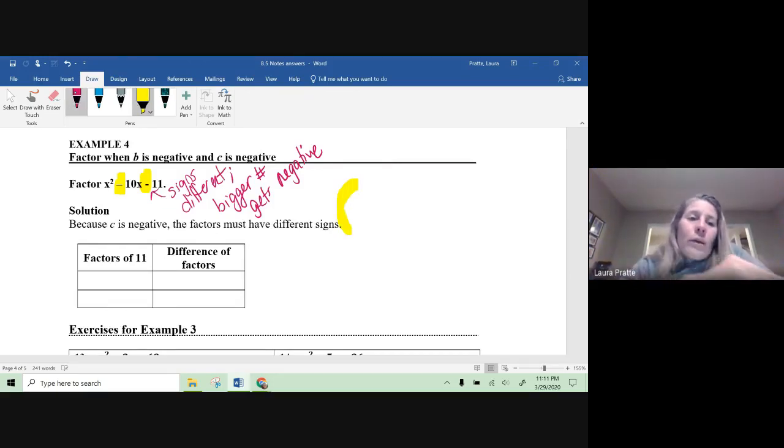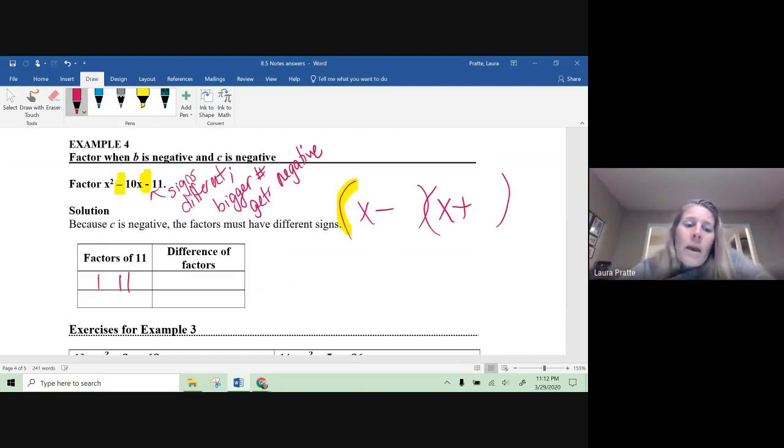So if we were going to do this one, I know that it's x and x right away. And because the signs are different, I'm going to have a minus and a plus. Now, the only factors of 11 are 1 times 11. And because I know this is a negative here, the bigger of those two numbers is going to get the negative, which would be 11, which would mean the 1 will get the positive.